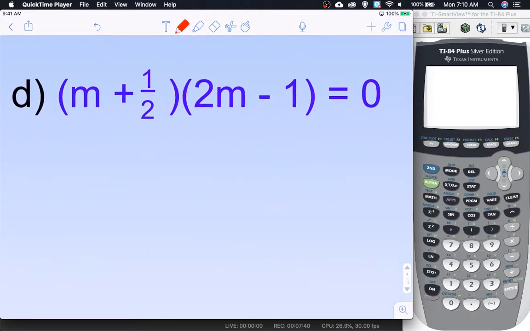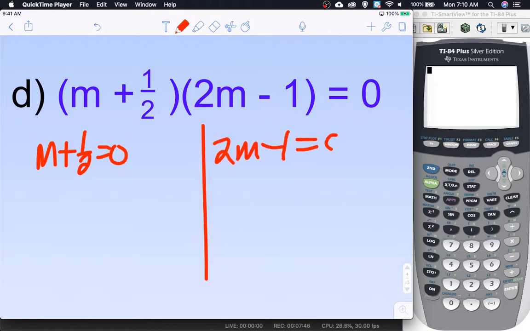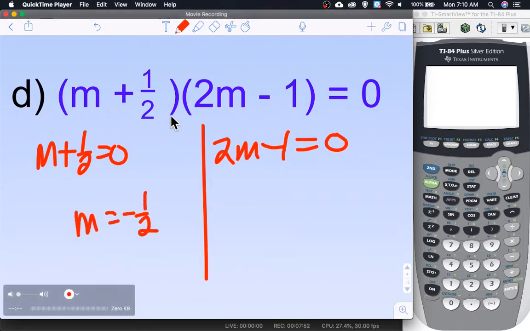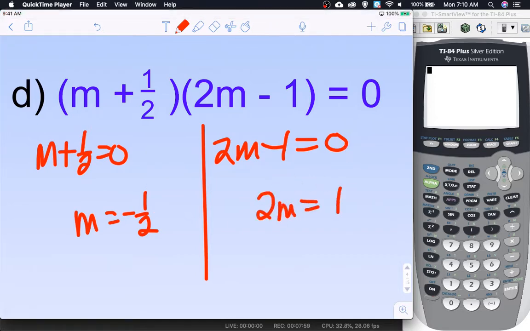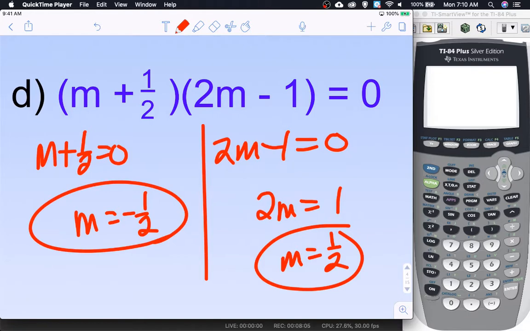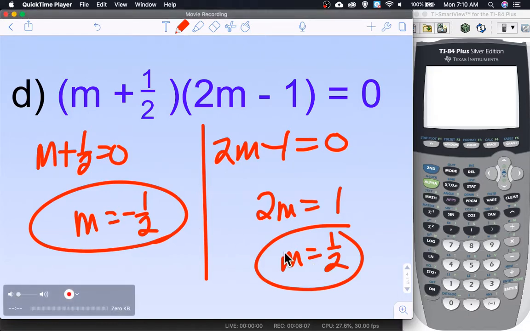Letter D. Well, m plus 1/2 equals 0, or 2m minus 1 equals 0. I'm going to skip a little bit of work here. This makes m equals -1/2, because I would have subtracted 1/2 on both sides. Over here, I would add 1 to both sides, divide by 2 on both sides, and those are my solutions. I got a positive 1/2 and a negative 1/2.